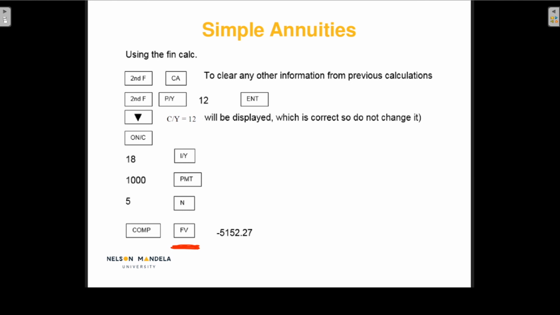So 3 different ways of getting to exactly the same answer: by doing it the long tedious way by hand, by substituting into the formula, and then also on your calculator.